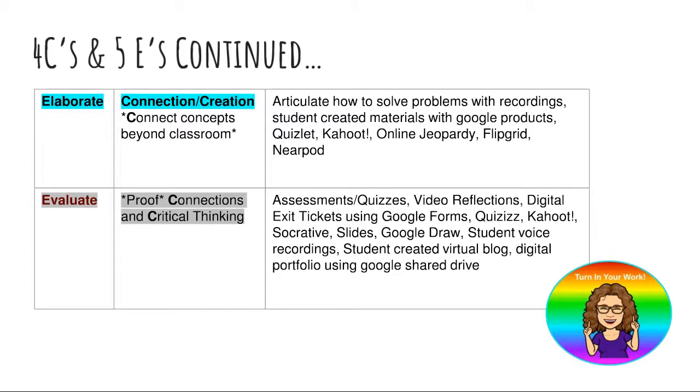Doing Kahoots and Quizlets and creating their own materials, creating their own assessments, Flipgrid, Online Jeopardy. Maybe you break them into groups and you have a leader of the group and they're chatting on the side. But I did see websites for Online Jeopardy where you can have people log in and do it as well. Evaluate. You want to have the students prove that they've made these connections and thought critically by doing that for you, and you can evaluate them with all of these listed assessment quiz tools.